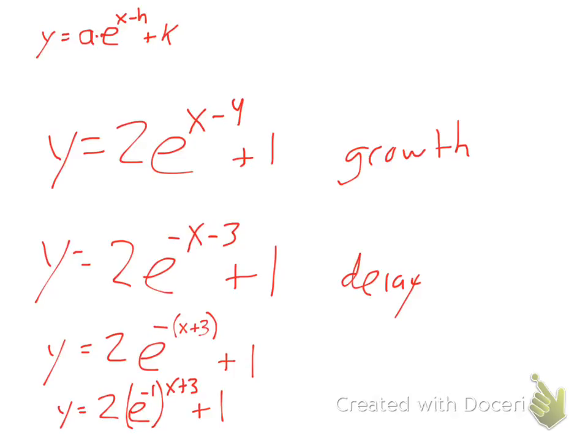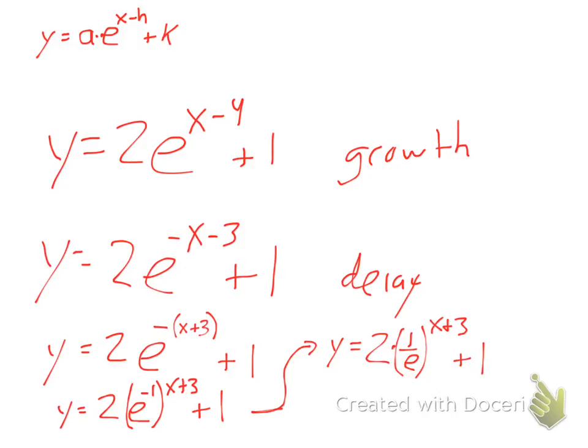I don't like negative exponents. Negative exponents do what to my variables, or to my numbers? Not make them negative, but bring them to the top, to the bottom. So that means that this equation now becomes y equals 2 times 1 over e to the x plus 3, plus 1.